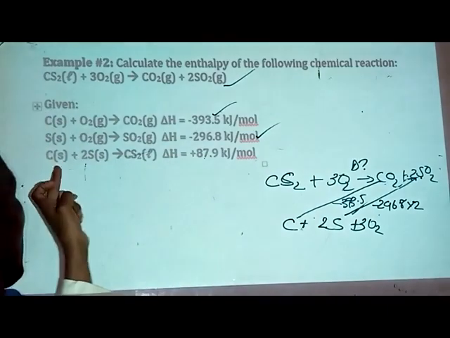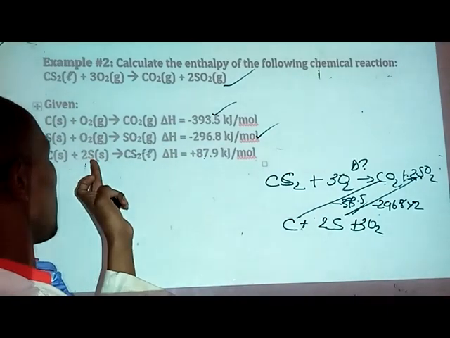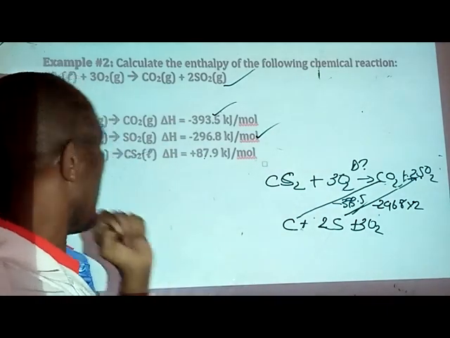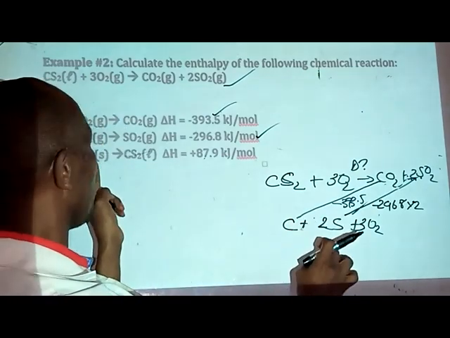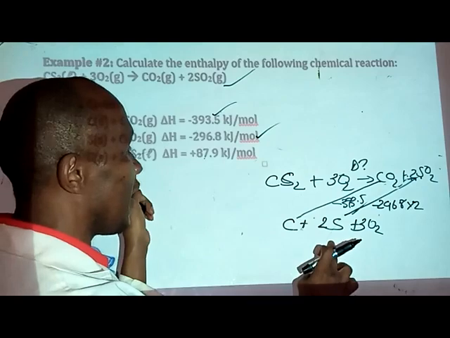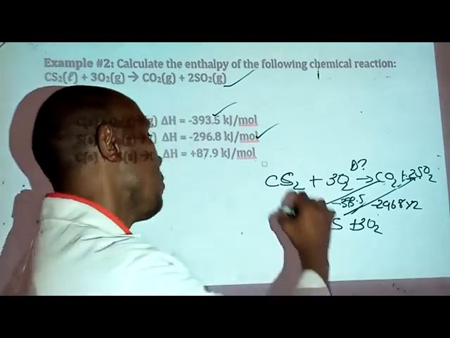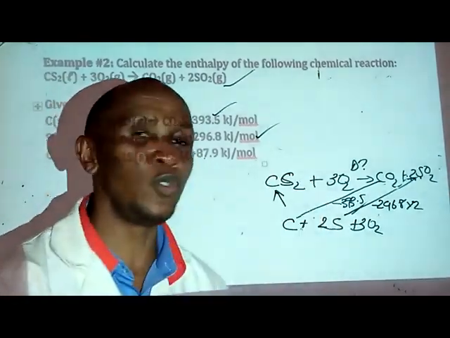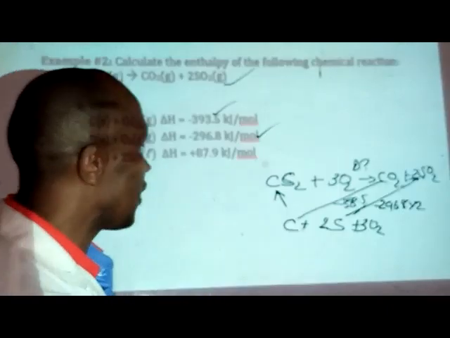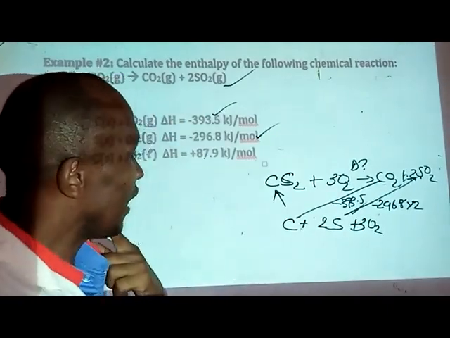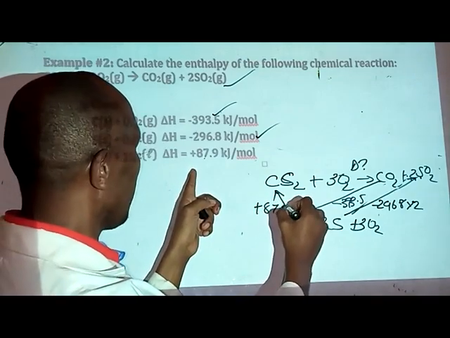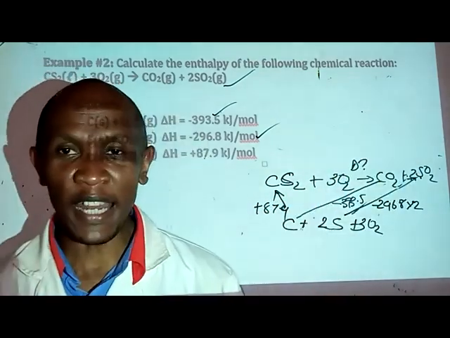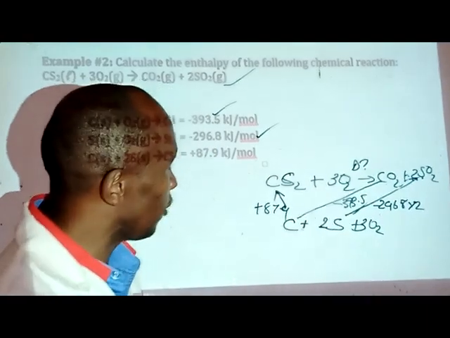Now I get to the last equation, carbon plus 2 sulfur to form carbon disulfide. Do I have carbon? Yes. Do I have sulfur? Yes. Do I have carbon disulfide? Yes. So what do I need? Simply an arrow. All I need is an arrow in that direction, and that shall be it. Now this is positive 87.9. That is the energy level. That is the energy cycle.